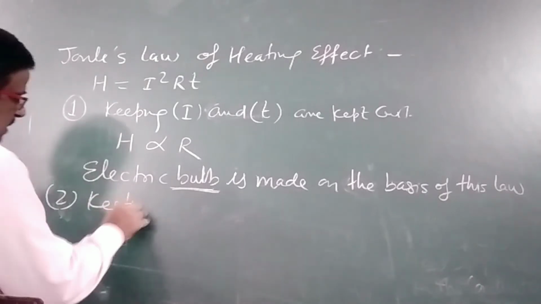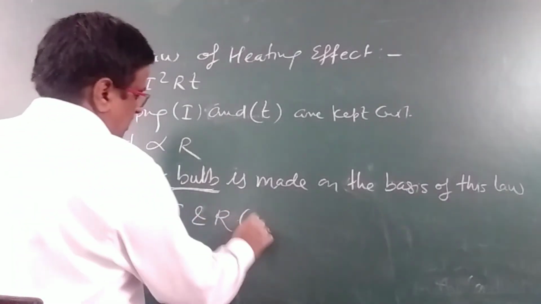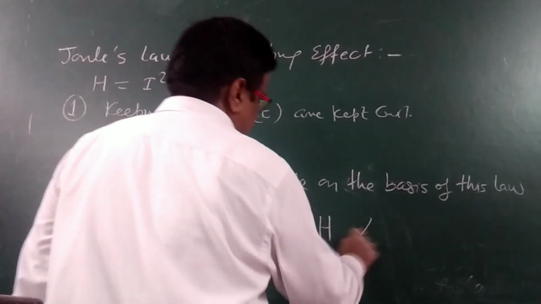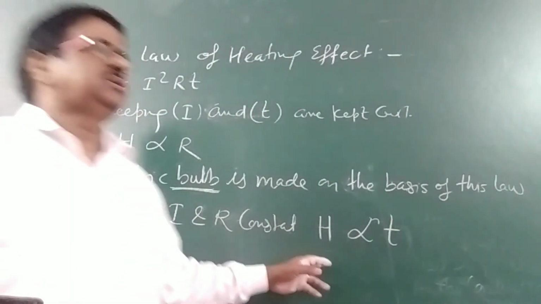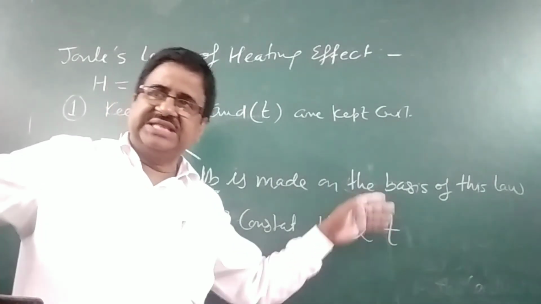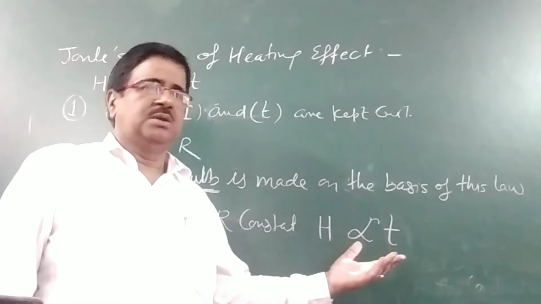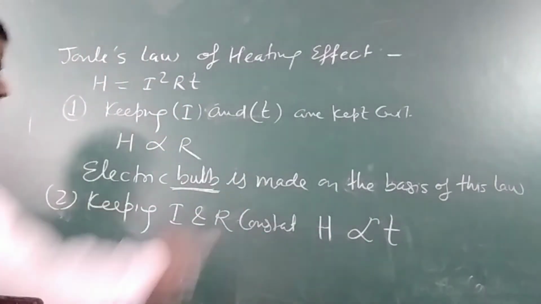Keeping I and R constant, what will happen? H proportional to T. Heat produced is directly proportional to time. जितना ज़्यादा देर तक करंट जाएगा उतना हीट प्रोड्यूस होगा. यानी कि what is the practical application of this law?